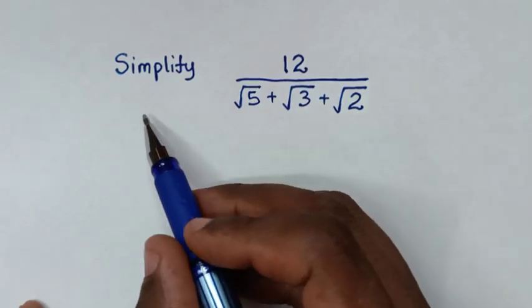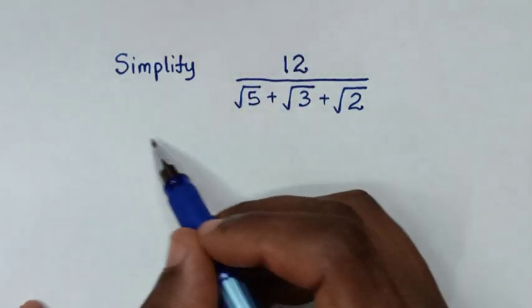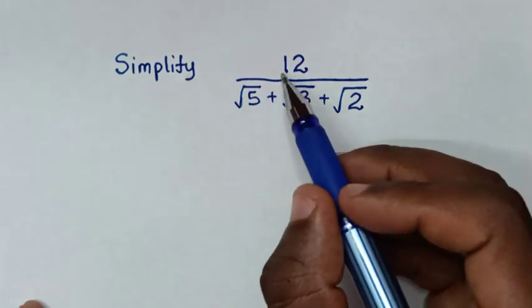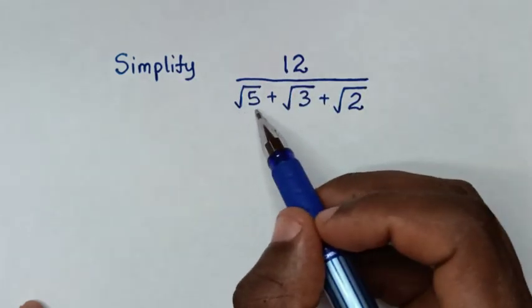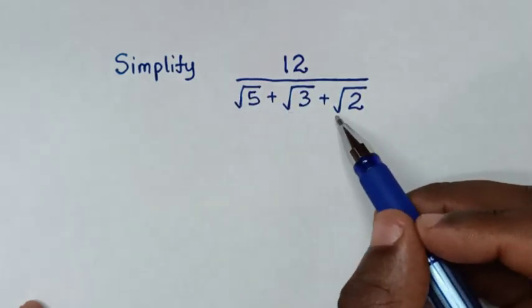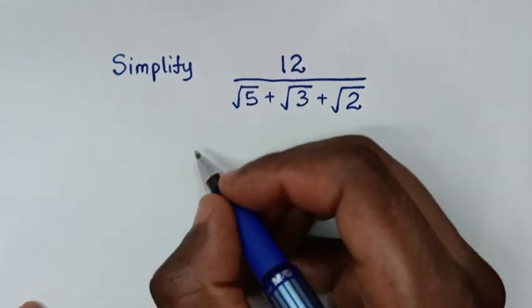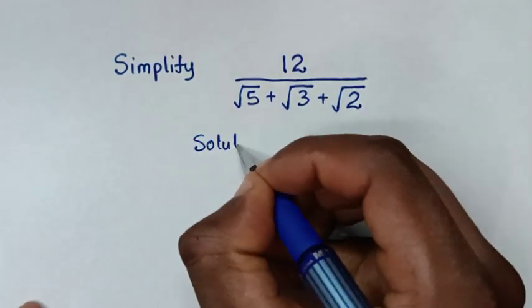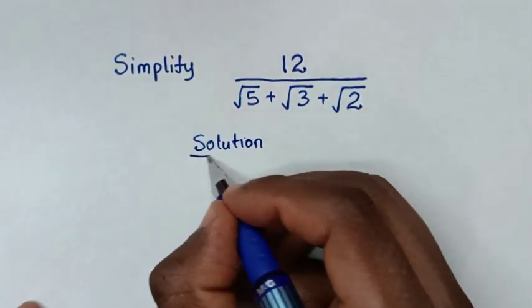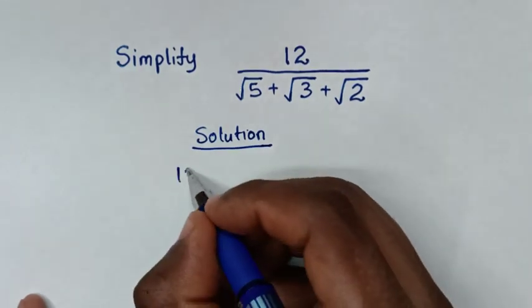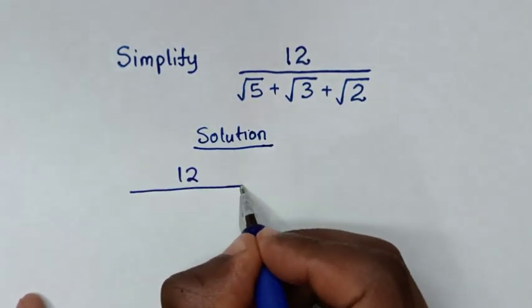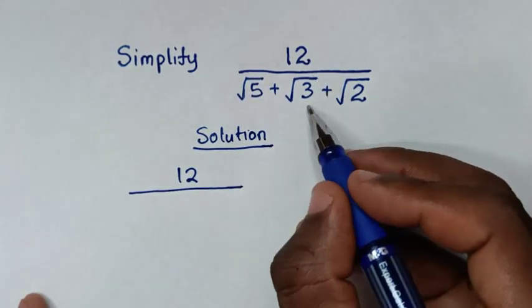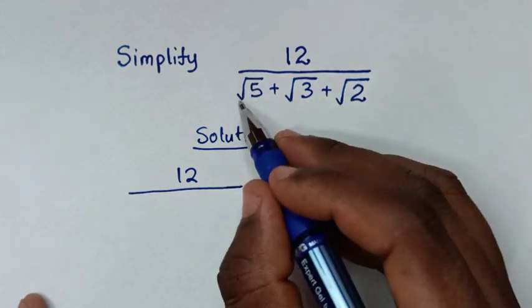Hello, you're welcome to solve this math problem: simplify 12 over square root of 5 plus square root of 3 plus square root of 2. Solution. From our problem, it is 12, then over this here, we place bracket here, so to be able to rationalize.